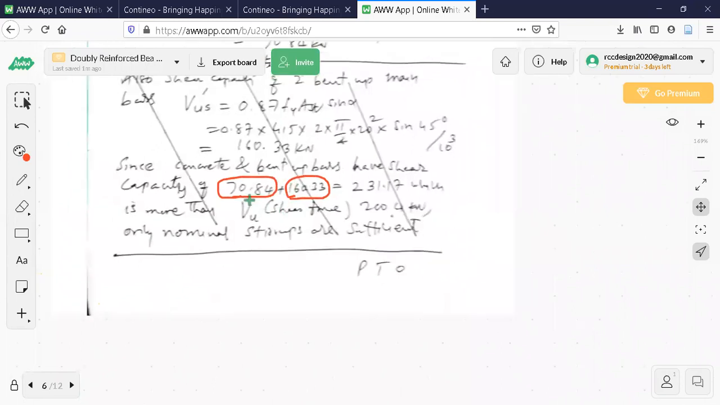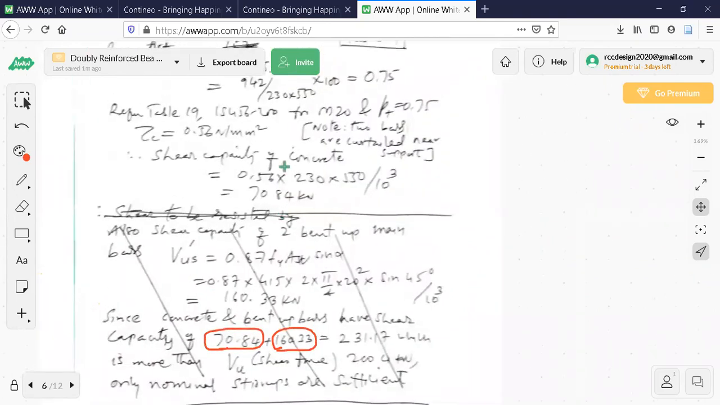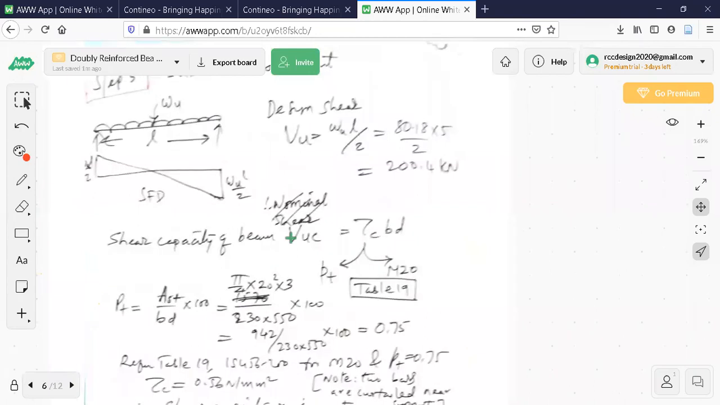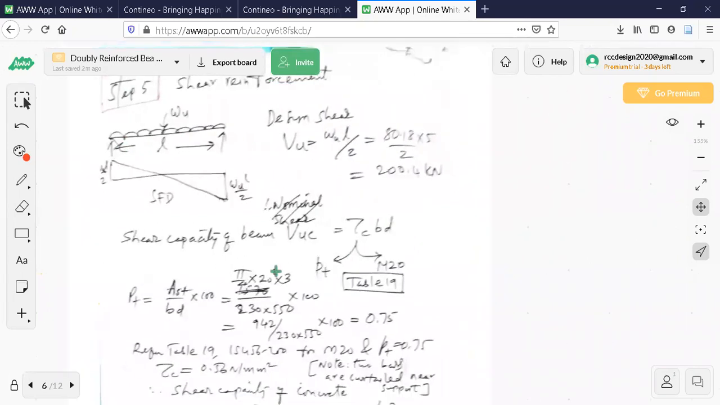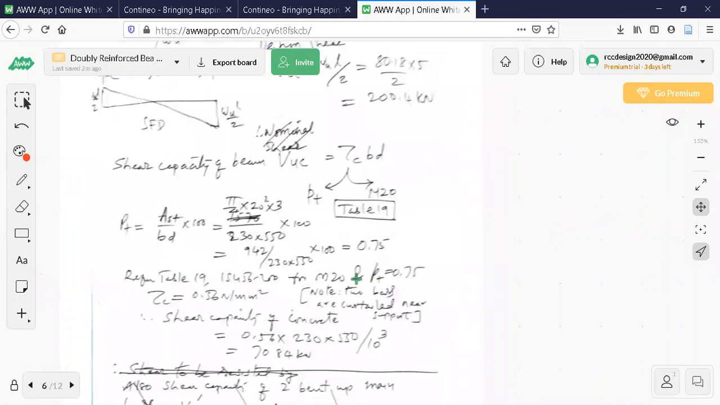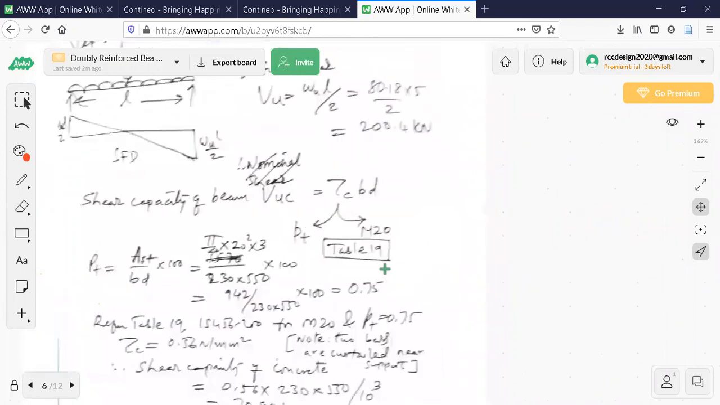So shear reinforcement is not required, because the bent up bars and the shear capacity of concrete are enough to resist 200.4. If you just bend up 2 bars, and whatever concrete with the main reinforcement, without stirrups only, the shear capacity is crossing this value.